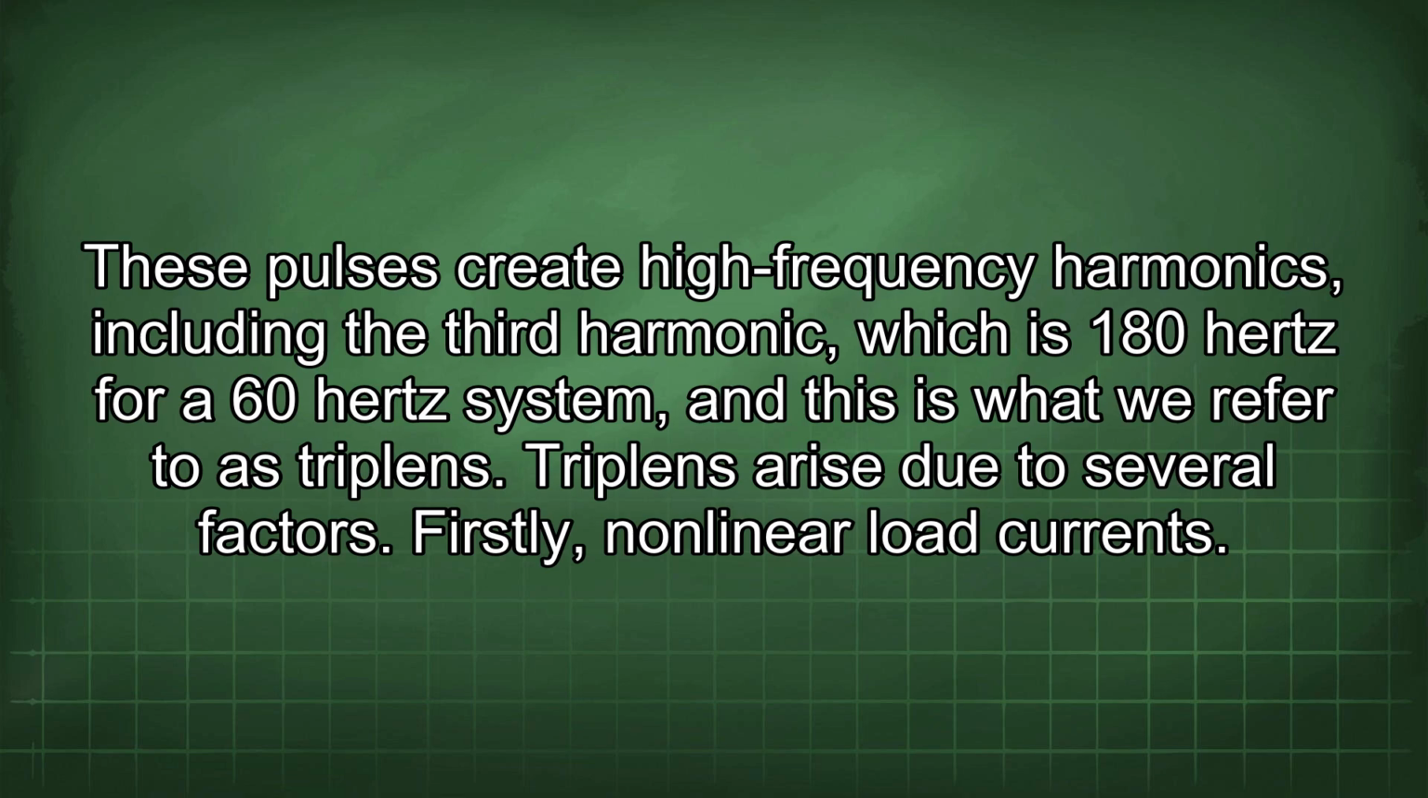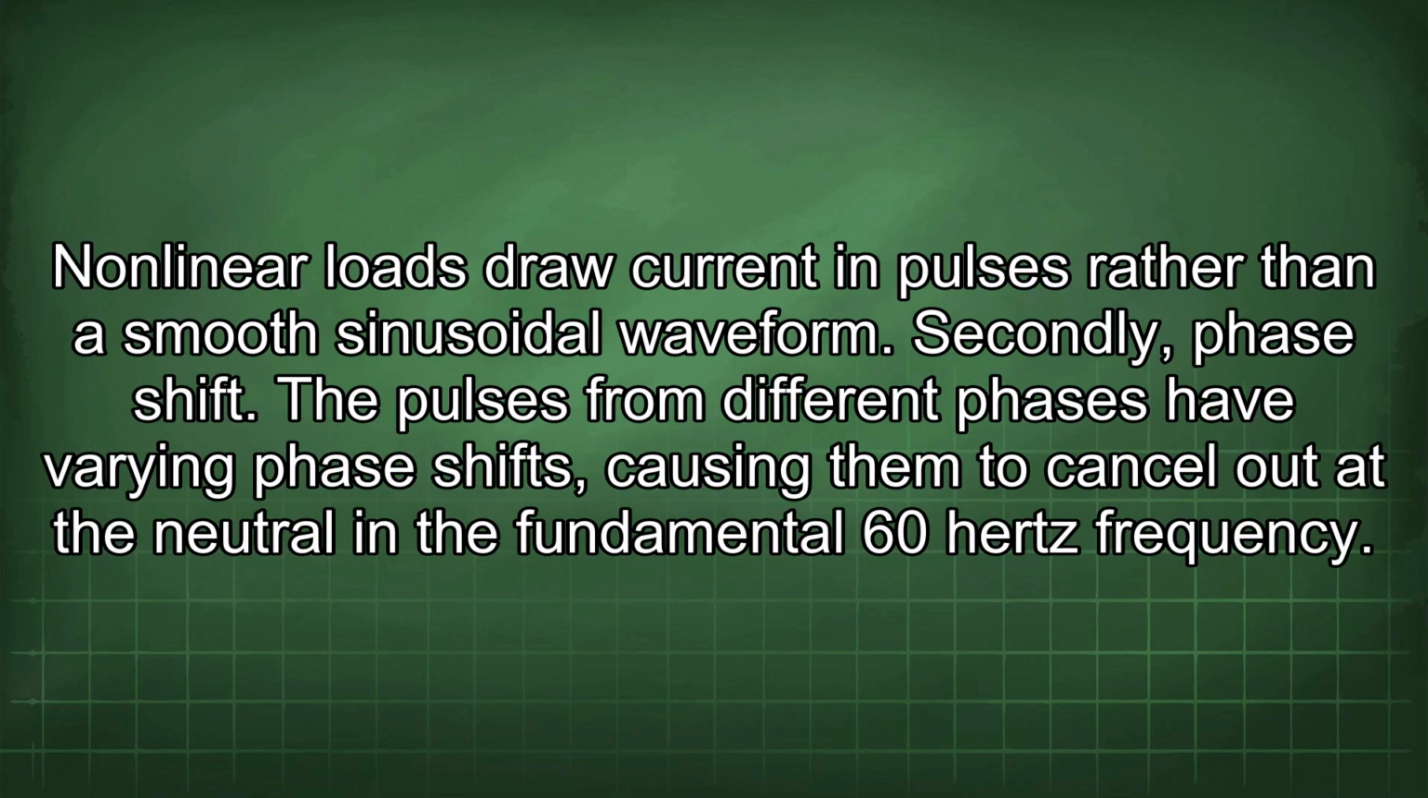Triplens arise due to several factors. Firstly, nonlinear load currents. Nonlinear loads draw current in pulses rather than a smooth sinusoidal waveform. Secondly, phase shift. The pulses from different phases have varying phase shifts, causing them to cancel out at the neutral at the fundamental 60 Hz frequency.